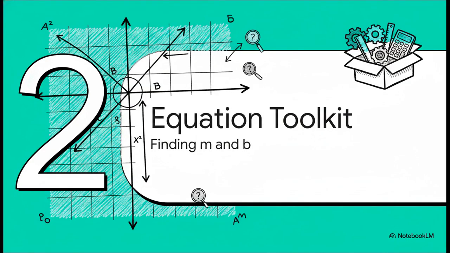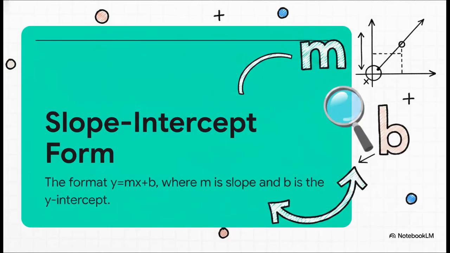Moving right along to Section 2, our essential equation toolkit, focusing on finding m and b. Now, the clues we need aren't invisible. They're hiding right there in plain sight on the grid. And the absolute most crucial key here is this formula y equals mx plus b. You've probably heard of it, the slope-intercept form. It might look like a random jumble of letters, but y and x are just any coordinate pair on your line. The real MVPs here are m and b. The m is our slope, so the steepness or angle of the line, which we figure out from 2 points. And b? That's our y-intercept, the exact spot where our line crashes right through that vertical y-axis. Find m and b, and you've basically built the whole equation.